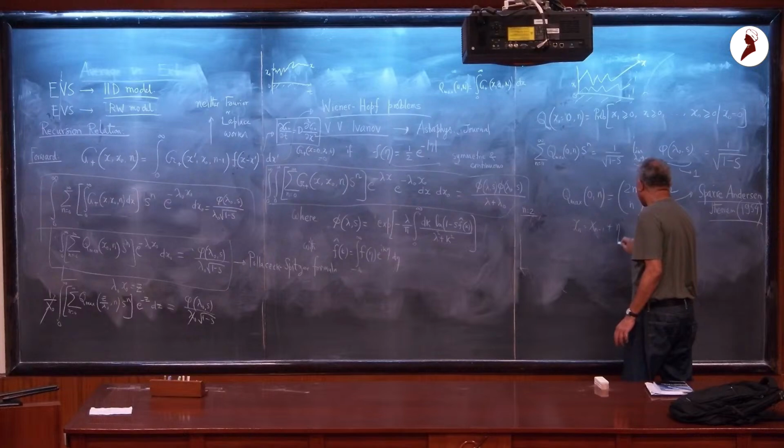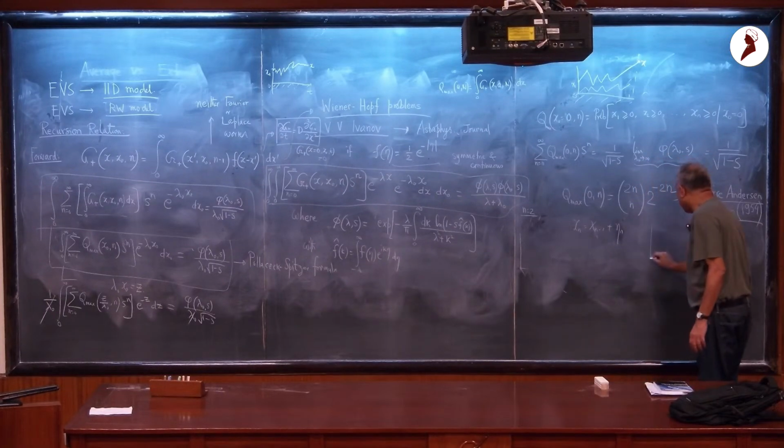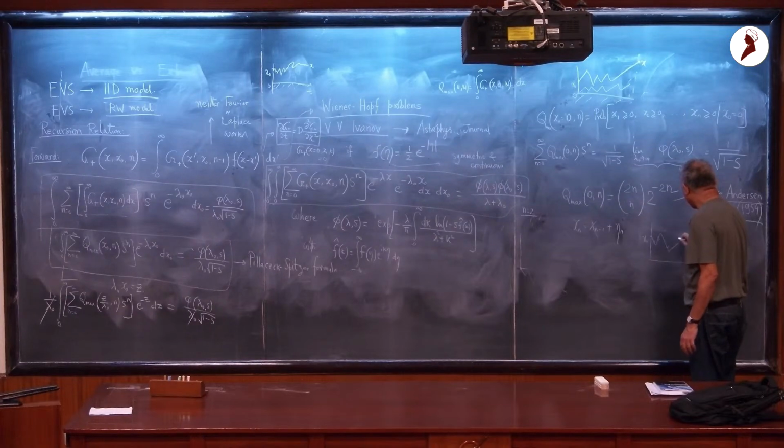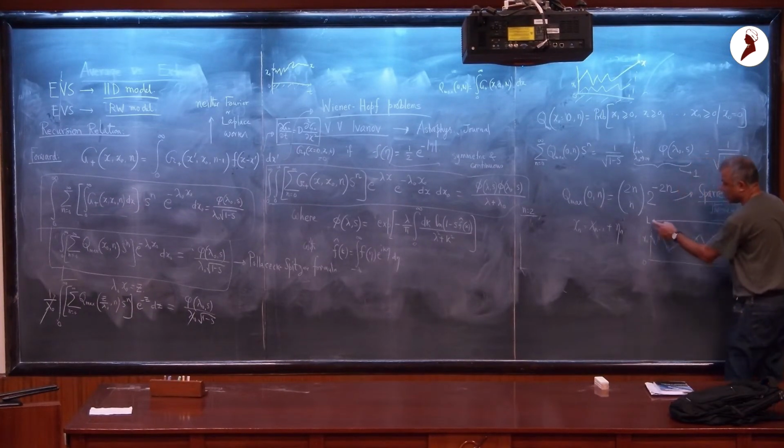Sorry, eta n. And I start at x naught, and I ask what is the probability that you walk up to n, after n steps, it arrives at x, but staying inside 0 to L in a box.